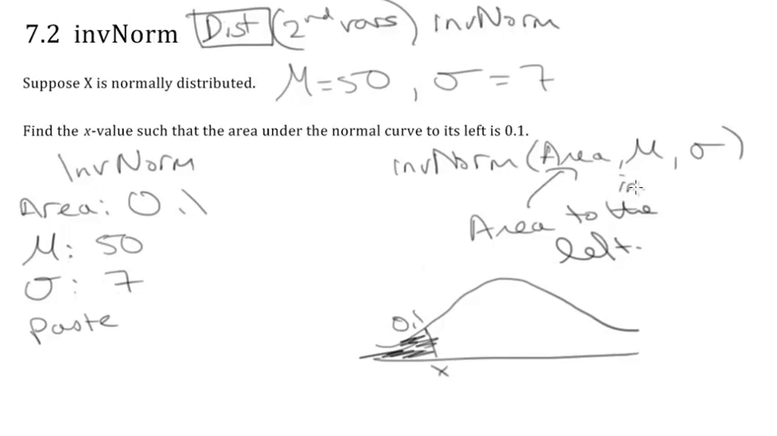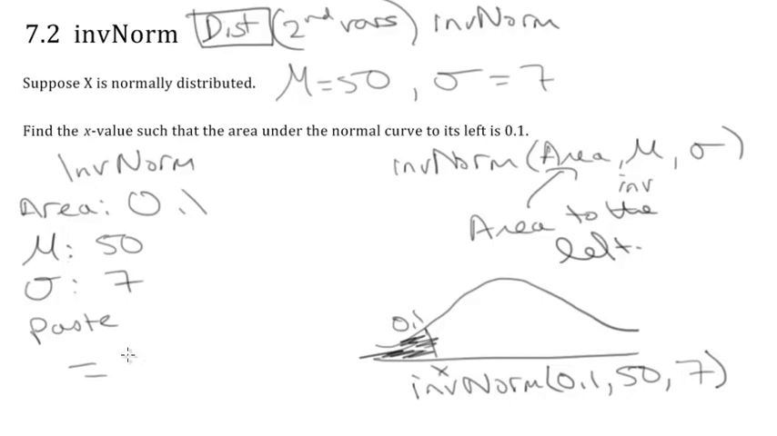On an older calculator, it'll be inverse norm, 0.1, area to the left, mean is 50, standard deviation is, in this case, 7. And if we pop all of that loveliness into your calculator, what you're going to get out, whether it's an older calculator or a newer calculator, I have it written down somewhere. Oh, it's right in front of me.